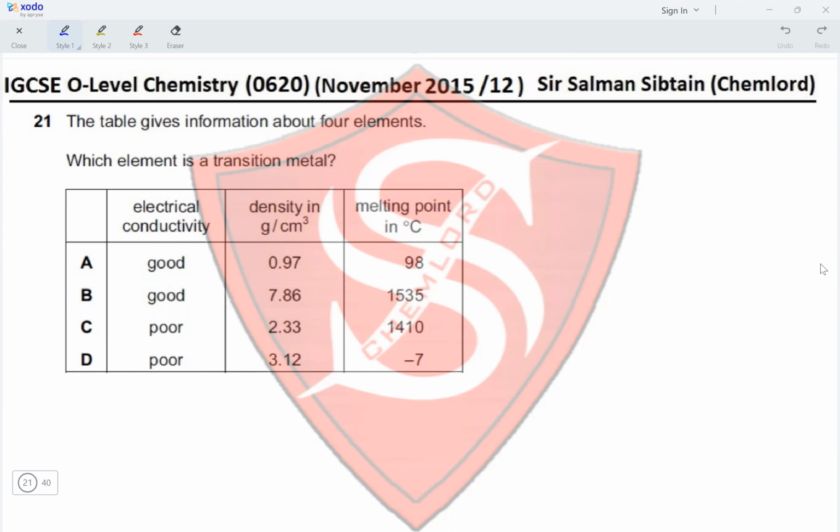So a transition metal, since it's a metal, its electrical conductivity would be good, eliminating option C and D. Its density would be high, eliminating option A, and its melting point will also be high. So this makes option B the correct option for this question.